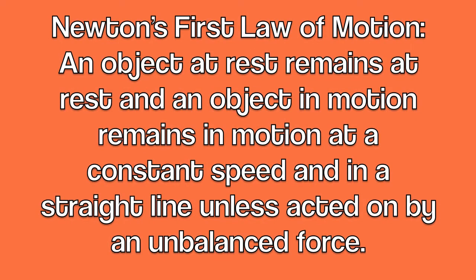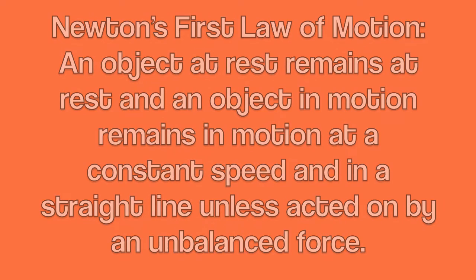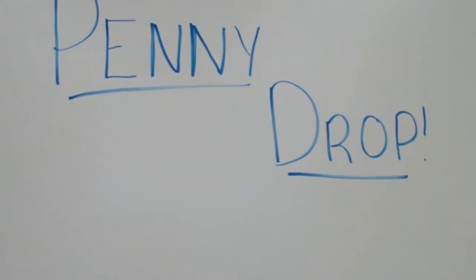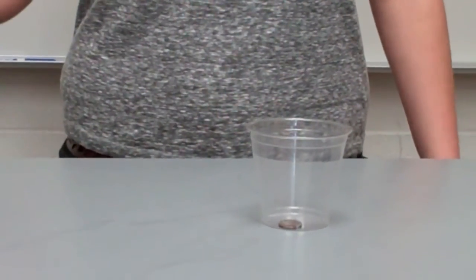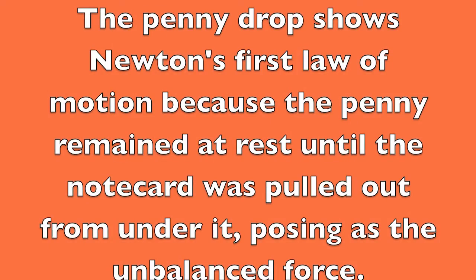Newton's first law of motion states that an object at rest remains at rest, and an object in motion remains in motion at a constant speed and in a straight line unless acted on by an unbalanced force. The penny drop shows Newton's first law of motion because the penny remained at rest until the note card was pulled out from under it, posing as the unbalanced force.